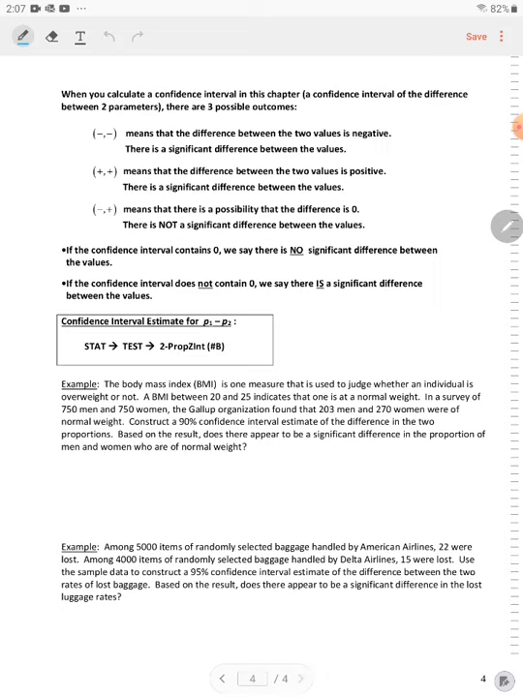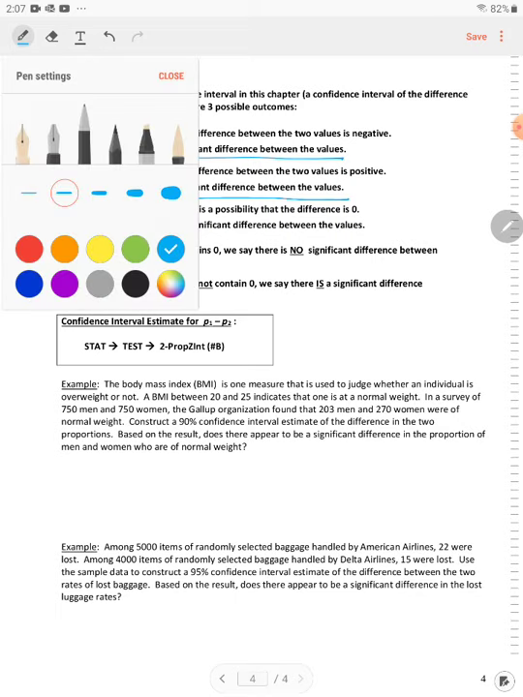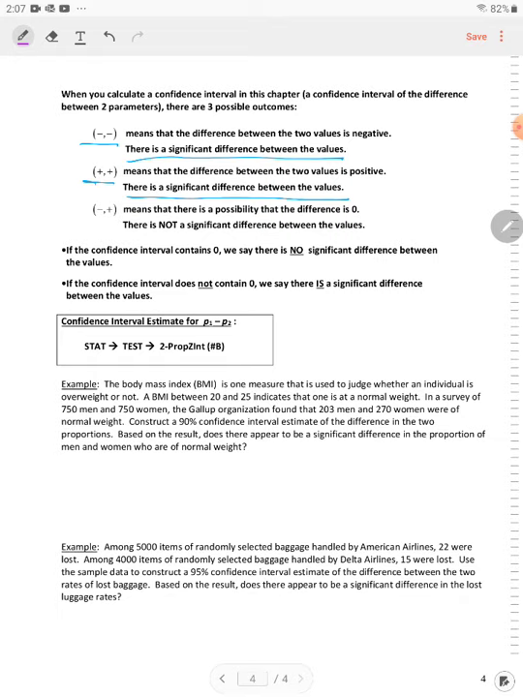When you calculate a confidence interval of the difference between the two parameters in this chapter, there are 3 possible outcomes. Both signs for the lower bound and upper bound can be negative, which means there is a significant difference between the values. They could both be positive, which is also a significant difference. But if the signs are opposite, a negative and a positive, there is not a significant difference. That's one way to test it.